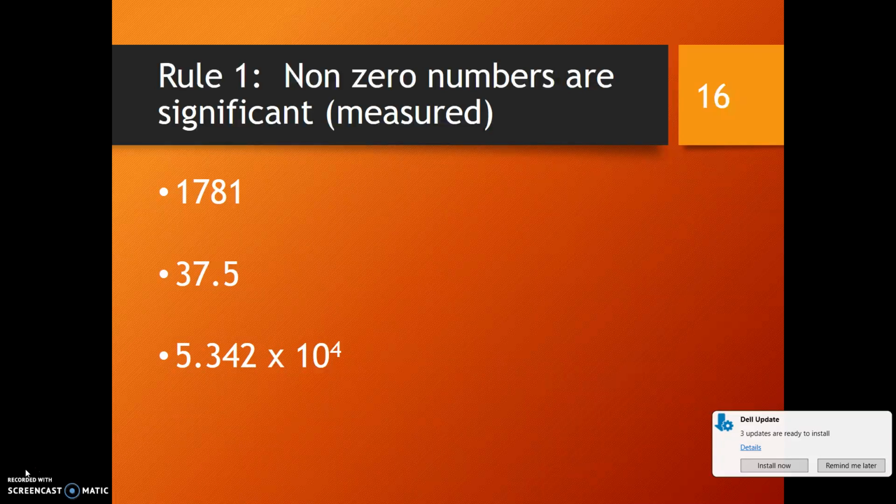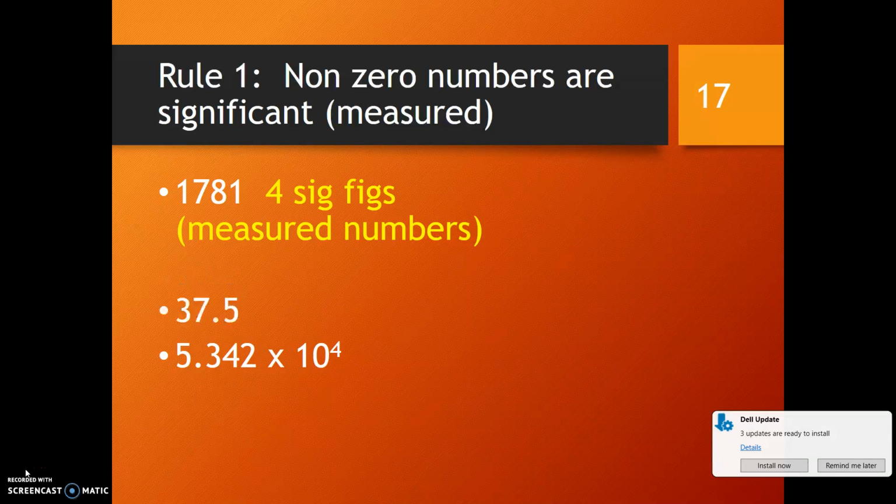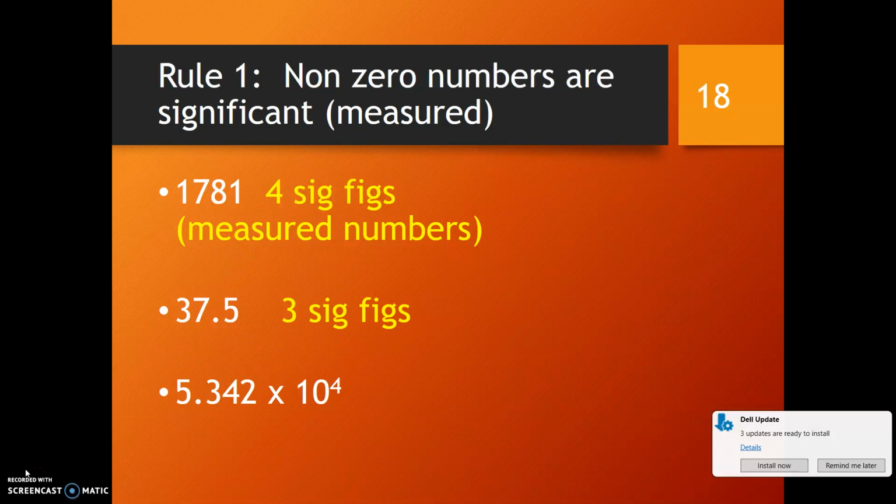And the first rule is that all non-zero numbers are considered to be measured. And so in the number 1,781, there are actually 4 significant figures, or 4 sig figs, or 4 measured numbers. In the number 37.5, that would have a 3, a 7, and a 5. All 3 of those would be considered to be measured, so that one would have 3 significant figures.